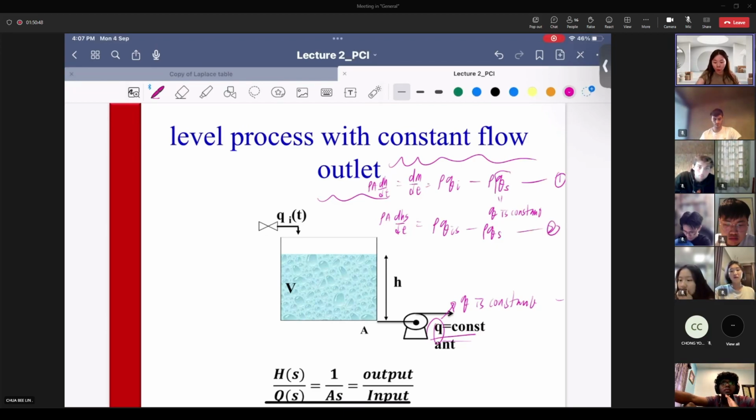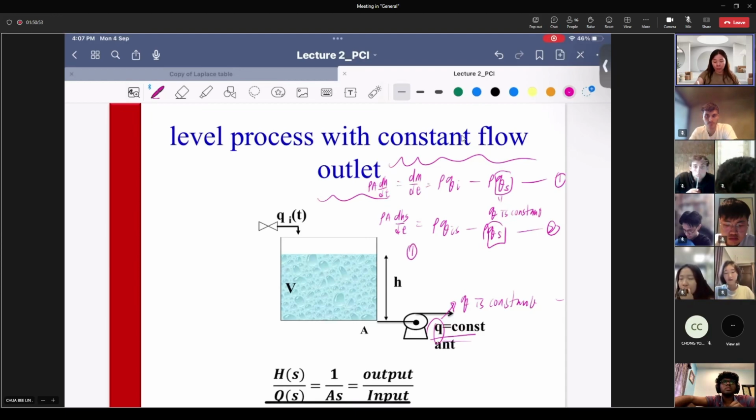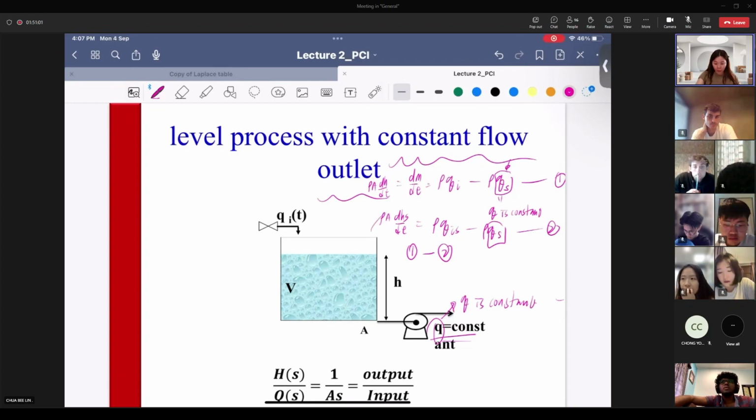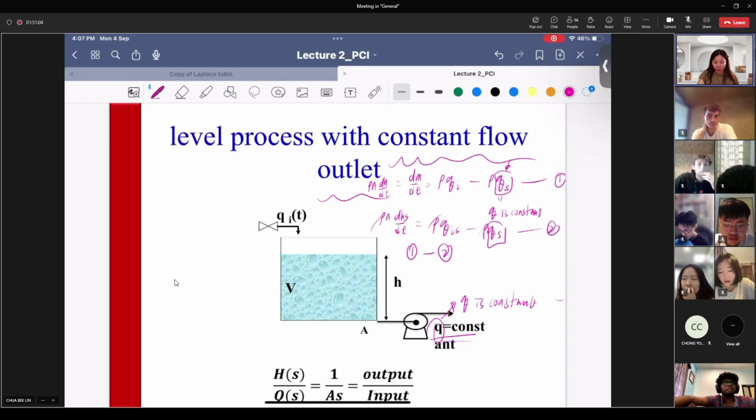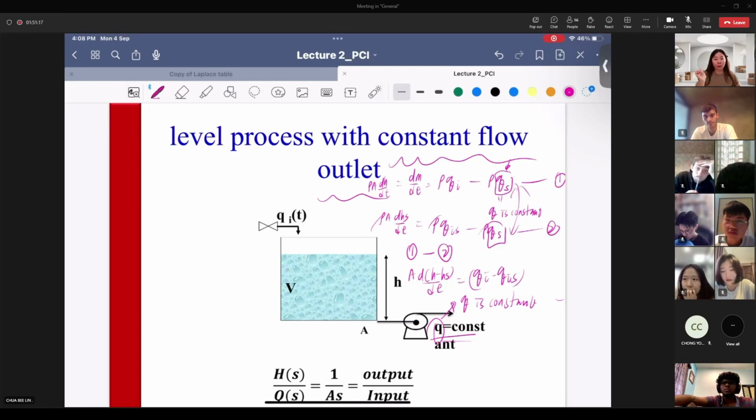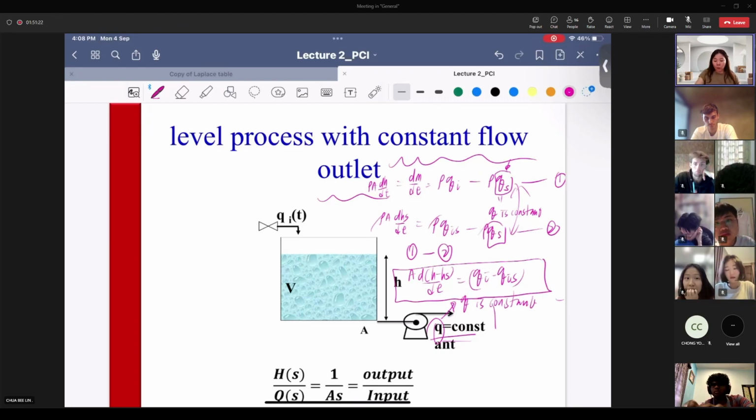So when these two during steady state are constant, which means when you use equation 1 minus equation 2, you won't be having this q in your equation. So you'll be having density cancel first. So equation 1 minus equation 2 will be A d(H minus HS) over dt equivalent to QI minus QIS. Then this one cancel because Q is constant. So you'll be having this equation. Introduce the deviation variable.